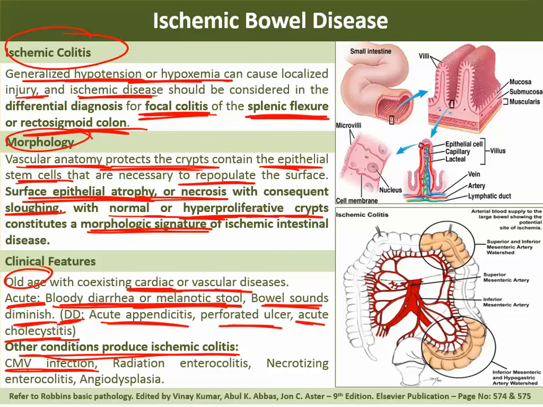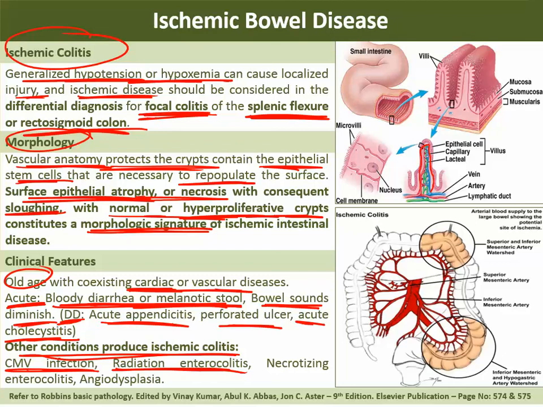Okay, then why does radiation produce ischemia? I thought you people knew, huh? It does not destroy the epithelial cells. I even discussed this in the esophagus. It causes thickening of the blood vessel, and thickening of the blood vessel will not allow enough perfusion.